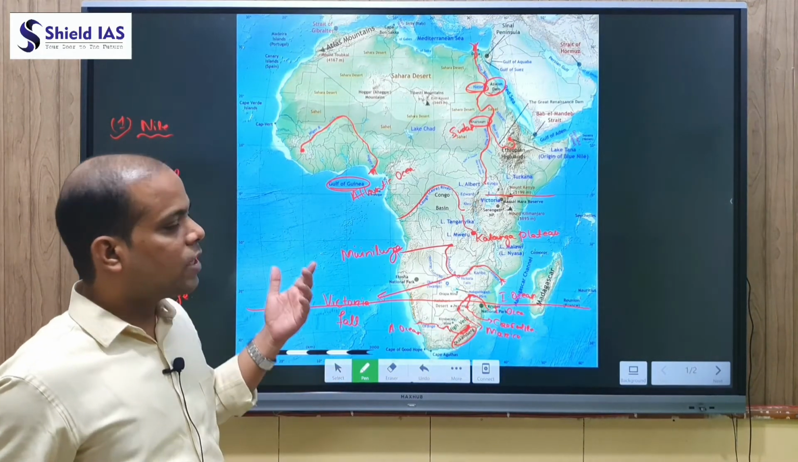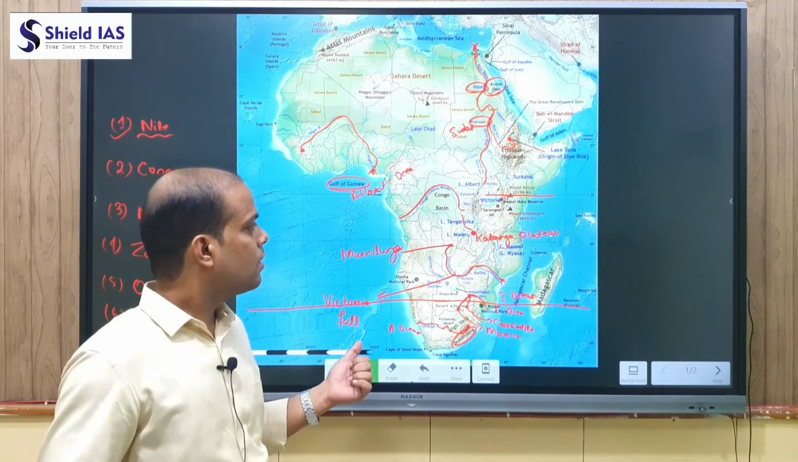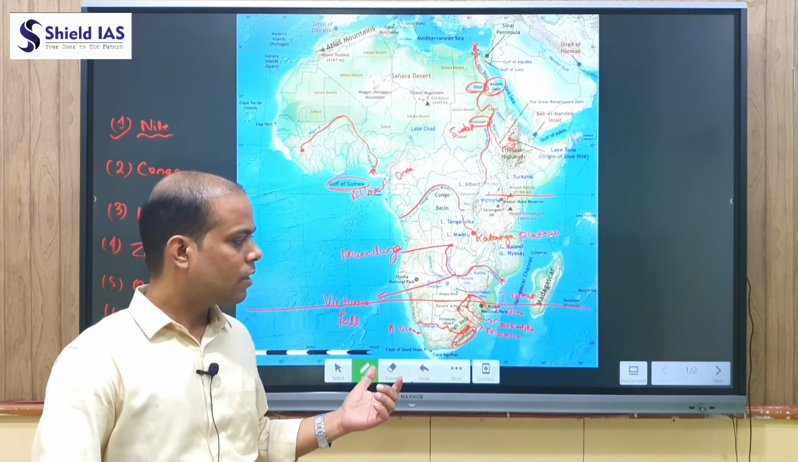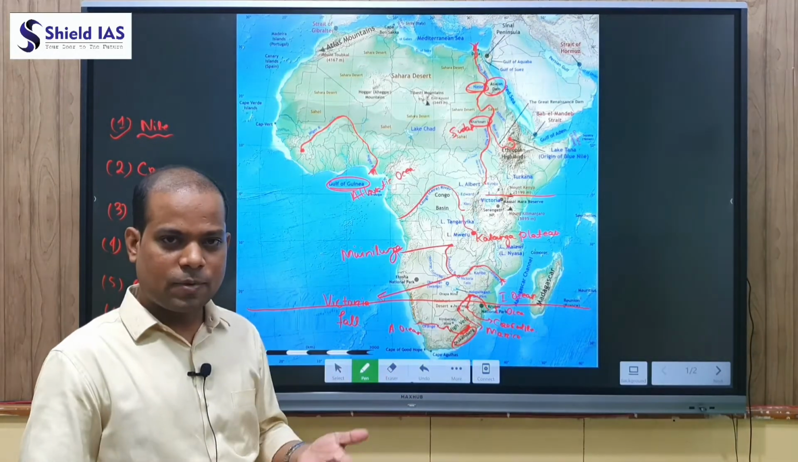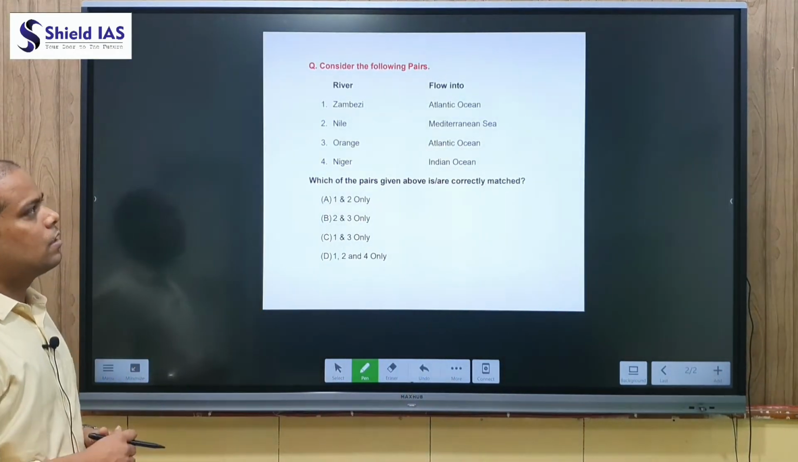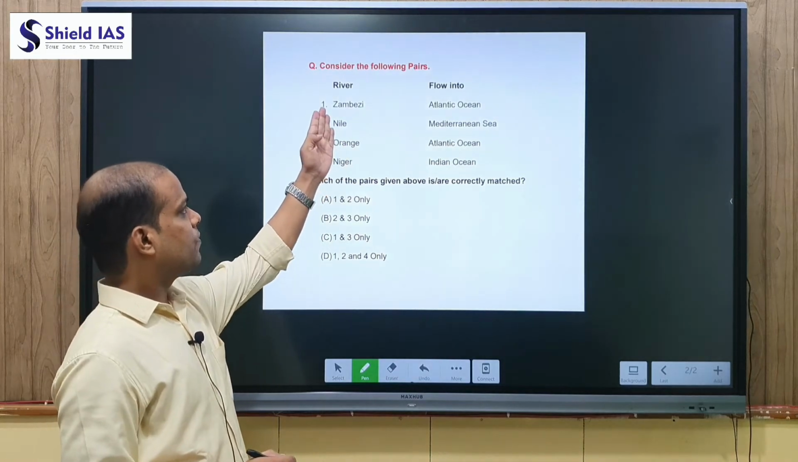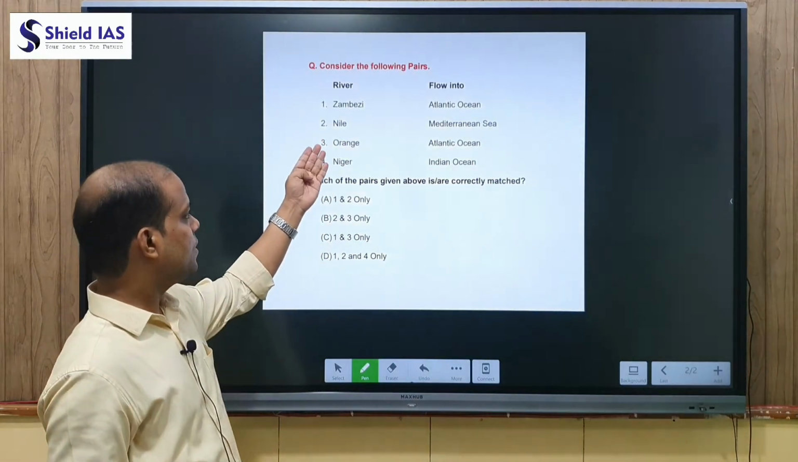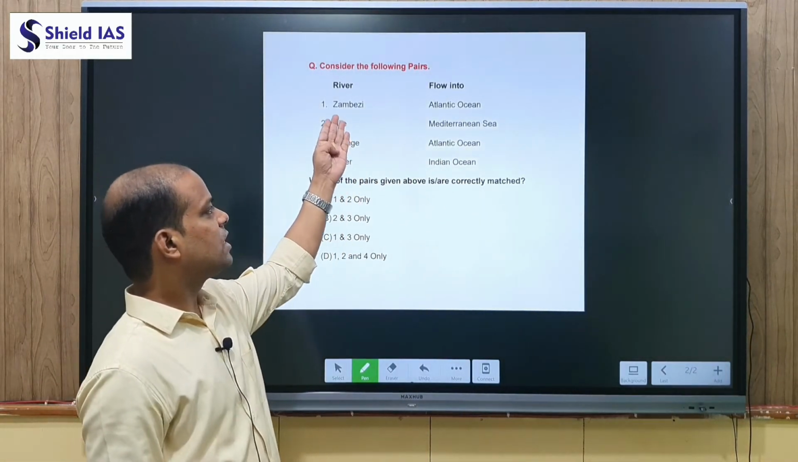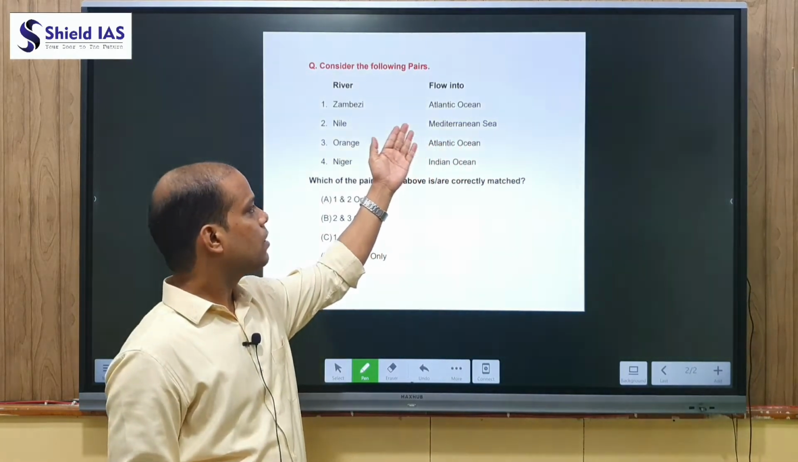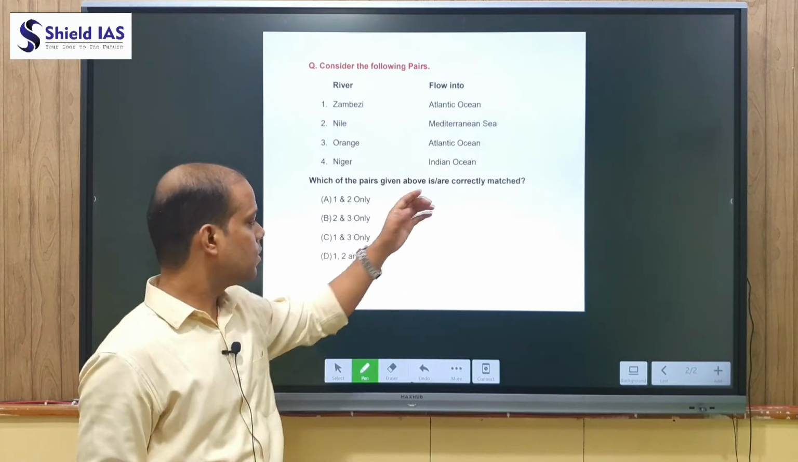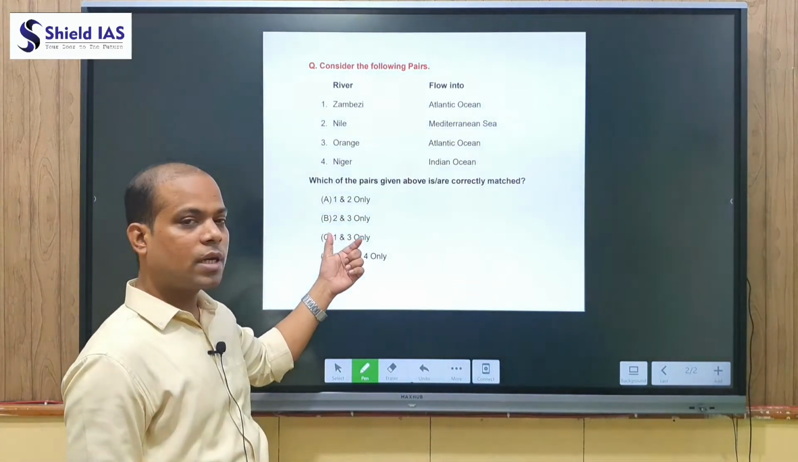So after discussing the important rivers and important states which pass through all the latitudes, that is the Tropic of Capricorn, Tropic of Cancer and the equator, let's attempt an important question for the prelims point of view. Here in the left column we have some important rivers like Zambezi, Nile, Orange and Niger, and the right column shows where they flow into. You have to match the river with its mouth, or where it flows into, and choose the correct option.